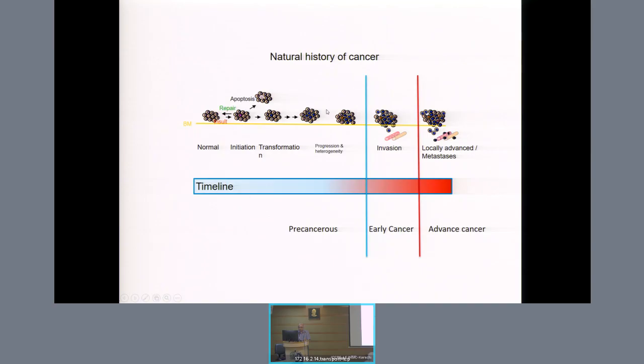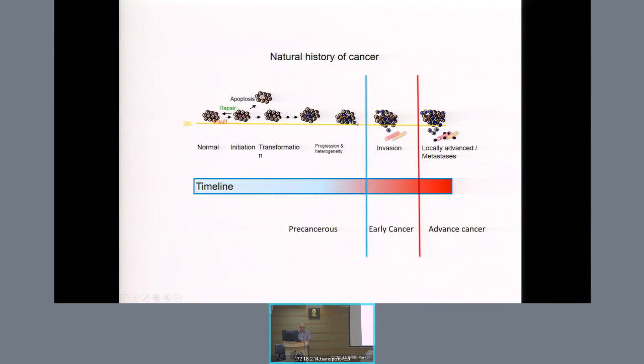So this figure shows the start. These are the normal cells. If there is any insult, there will be changes, DNA damage. So the repair mechanism will come into action and it will revert to normal cells. If not, then either it will undergo apoptosis or it will be transformed. Once transformed, that is irreversible, and under favorable condition, it will progress and become cancer.